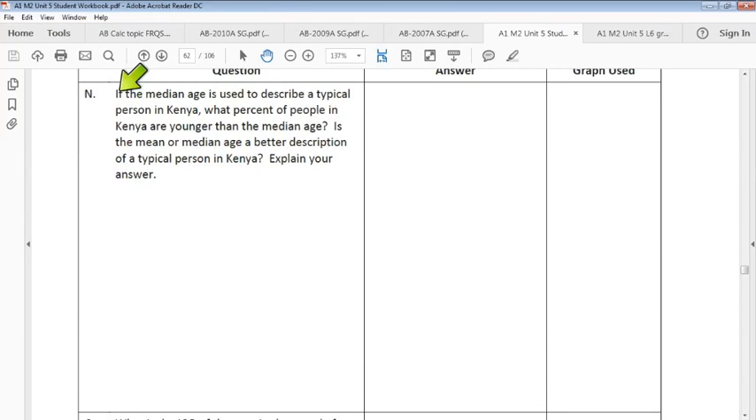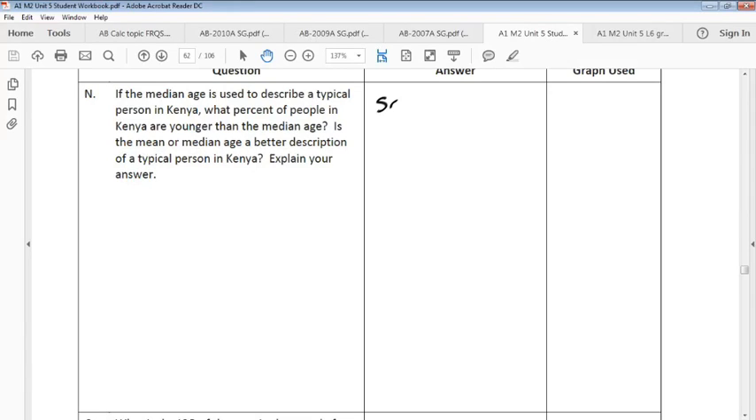This is kind of a weird question. It says, if the median age is used to describe the typical person in Kenya, what percentage of the people in Kenya are younger than the median age? Well, for any country, if you're asking what percent is lower than the median age, it's always going to be 50%. So we got 50% of our data that is less than the median age.